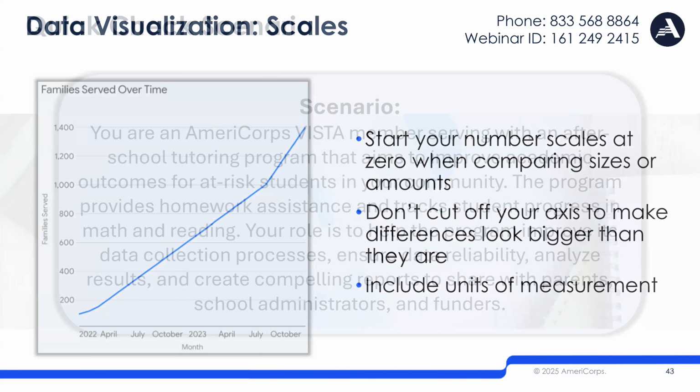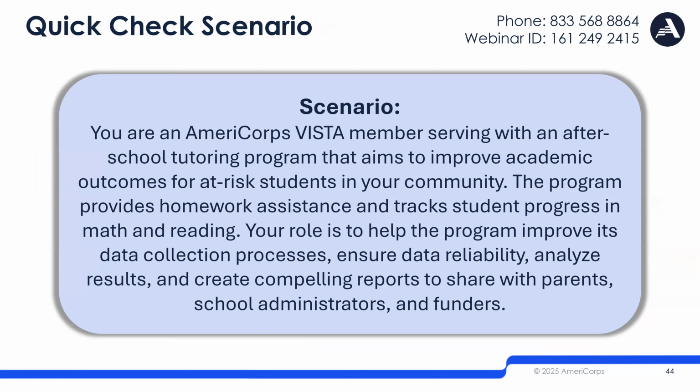Hey, Sharon. So yeah, we'll pause here to assess how well you've been following along. A poll will pop up on the screen in just a moment. But before the poll pops up, I just want to set the stage because this question is rooted in a scenario. Imagine that you are an AmeriCorps VISTA member working with an after-school tutoring program that aims to improve academic outcomes for at-risk students in your community. This program provides homework assistance and tracks student progress in math and reading.